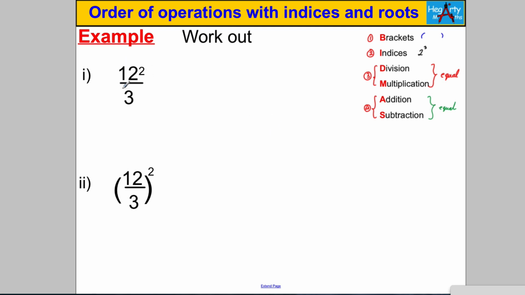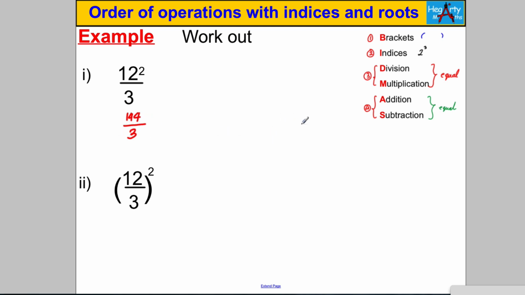Here we've got an indice and a division on the go, so we should do indices first. So 12 squared is 144, and we have to do 144 divided by 3. Now, is 144 divisible by 3? 1 add 4 is 5, add 4 is 9. 9 is divisible by 3, so yes it is.